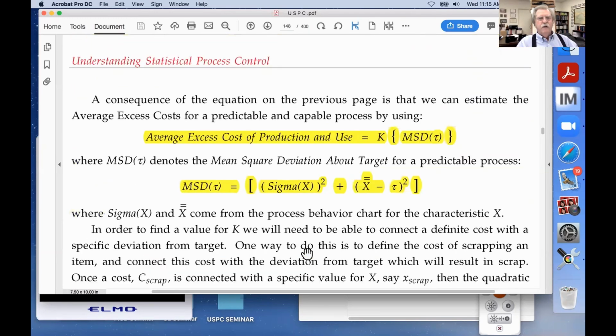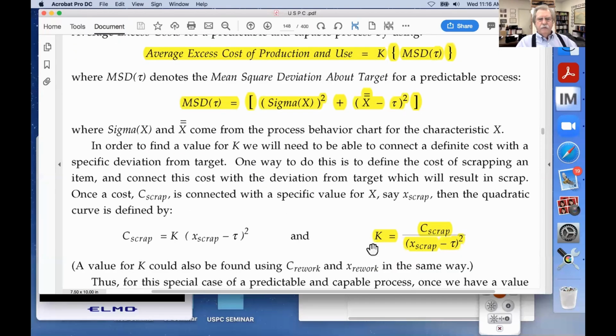So how do we deal with that? Well, the average excess cost of production and use can be estimated by K times the mean squared deviation about target. The mean squared deviation about target is sigma of X squared, plus the difference between X double bar and the target quantity squared: the variance plus the square of the bias.